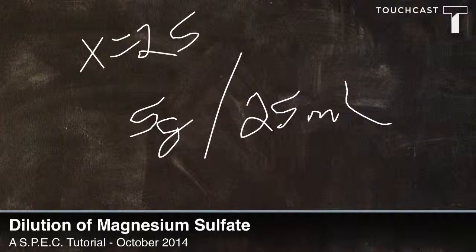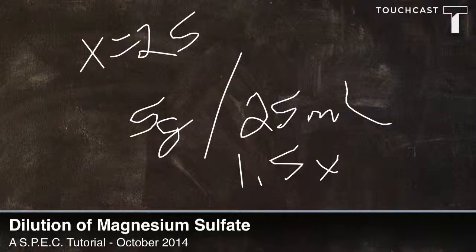Now it already comes in 10, which means we're going to have to add 1.5 times the amount of fluid for any dose we want to give. If this is the way to dilute it, we dilute it to 25 milliliters if we want to dilute the full 5 grams. But your 1.5 times dilution variable is going to be useful for any dose you want to give.